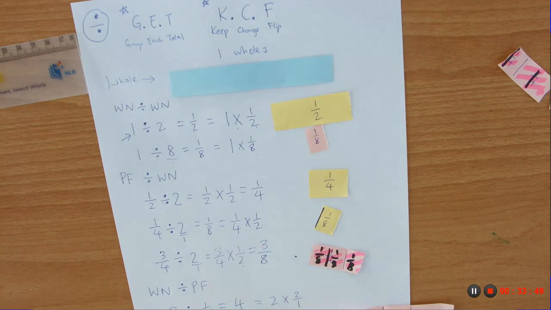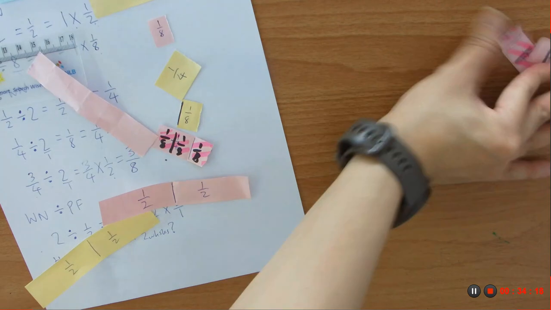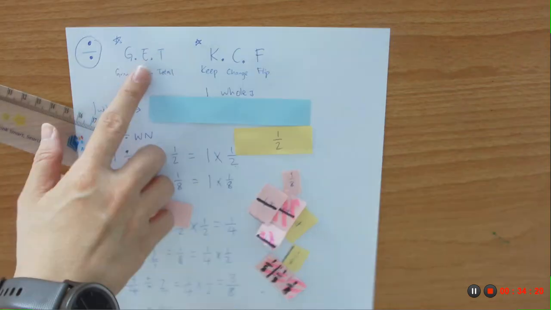So I have 1/6 divided by 2. The strategy: keep the first fraction, 1/6. Change the operator, divide becomes times. Flip. Instead of 2/1, it becomes half. The diagram is shown for you. Half of 1/6 will be 1/12. Is it okay?